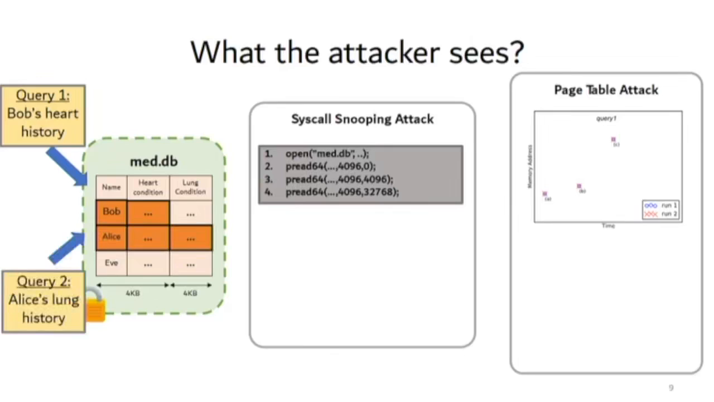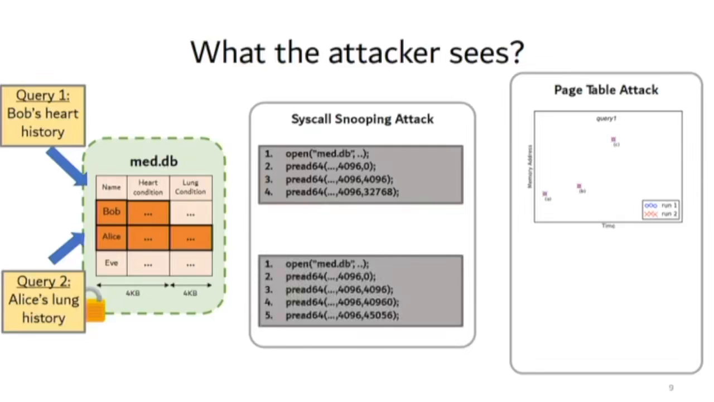Then suppose that there is a second query, where the doctor asks for Alice's lungs history. Now the lungs history is technically the third column. SQLite always goes column by column until it finds the required column. So that's how SQLite operates. Based on this, again, the first two reads correspond to reading the metadata, which is the first and second page of the file. And the next two correspond to whatever you want to access. So it is 40960 here and the next page here.